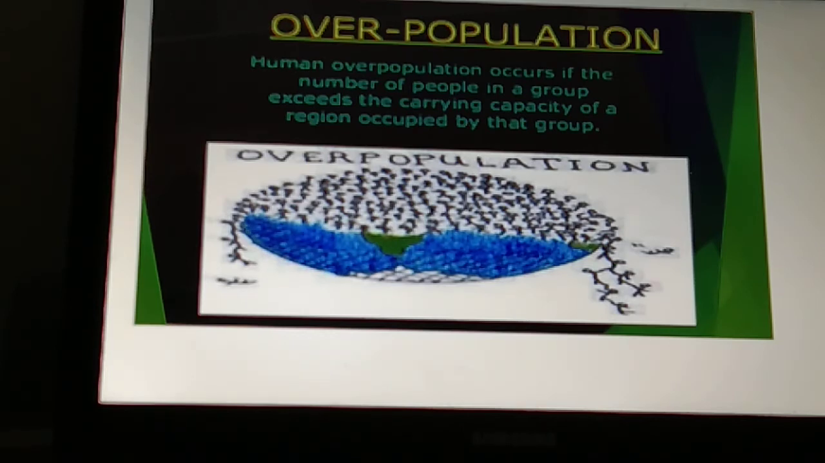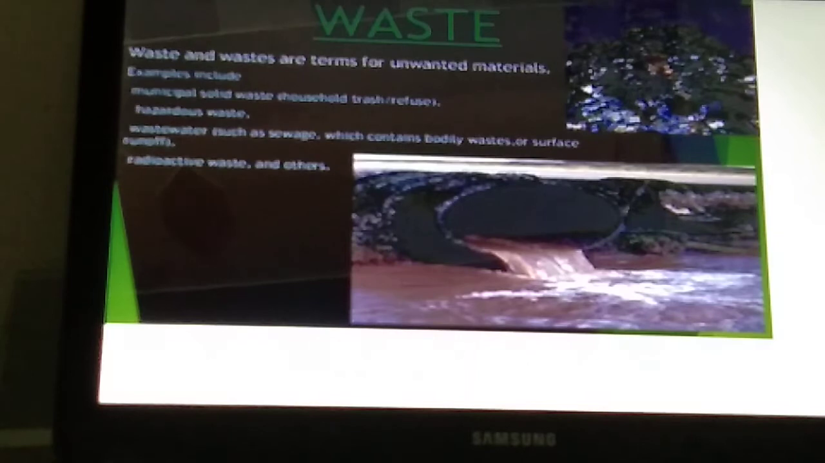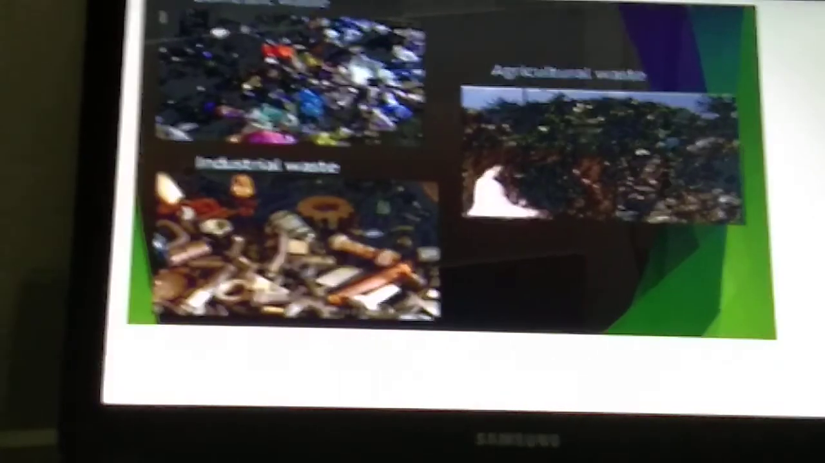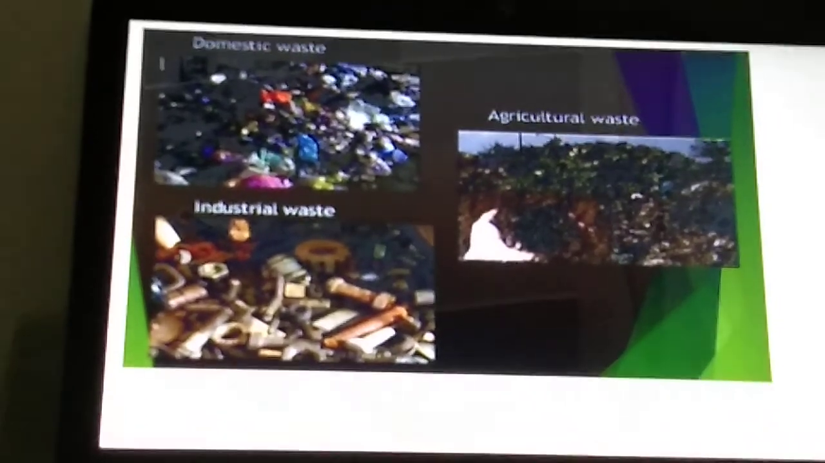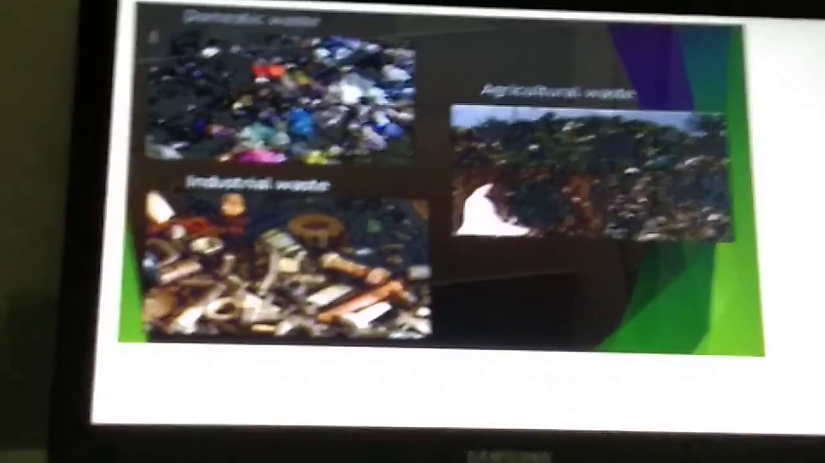Overpopulation. Human overpopulation occurs if the number of people in a group exceeds the carrying capacity of the region occupied by the group. Our country India is also called an overpopulated country. Waste is the term for unwanted materials, like municipal solid waste, household hazards, and wastage from various types of industries, etc. These have a very harmful effect on our environment. Waste also includes domestic waste, agricultural waste, and industrial waste.